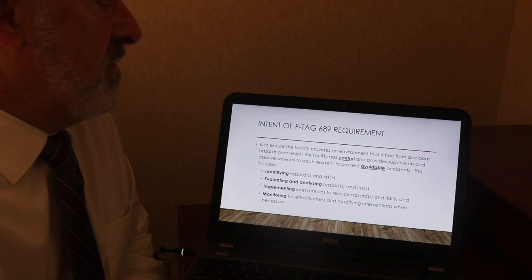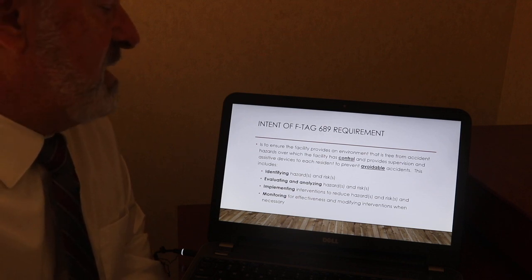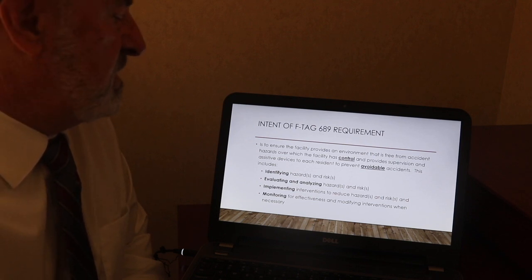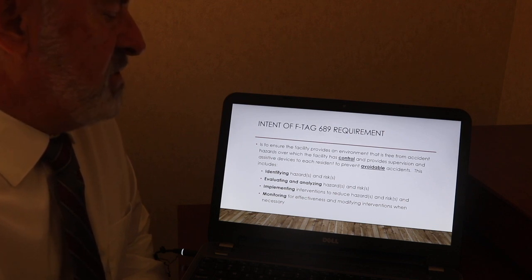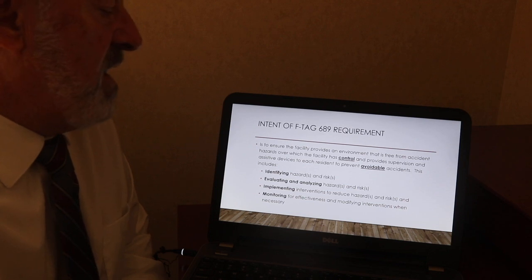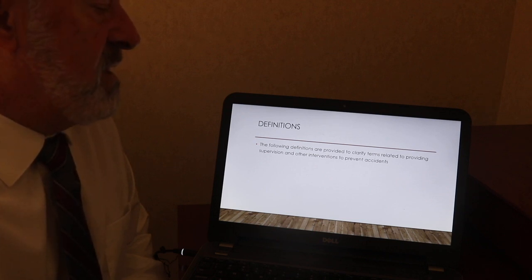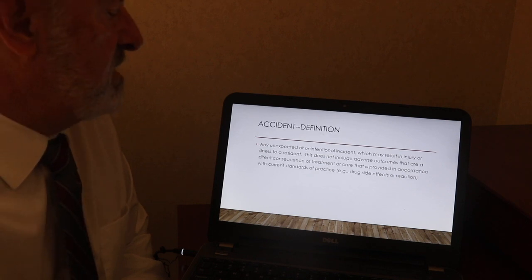To ensure the facility provides an environment that is free from accident hazards over which the facility has control, and provides supervision and assistive devices to each resident to prevent avoidable accidents. This includes identifying hazards and risks, evaluating and analyzing hazards and risks, implementing interventions to reduce hazards and risks, and monitoring for effectiveness and modifying interventions when necessary. The following definitions are provided to clarify terms related to providing supervision and other interventions to prevent accidents.